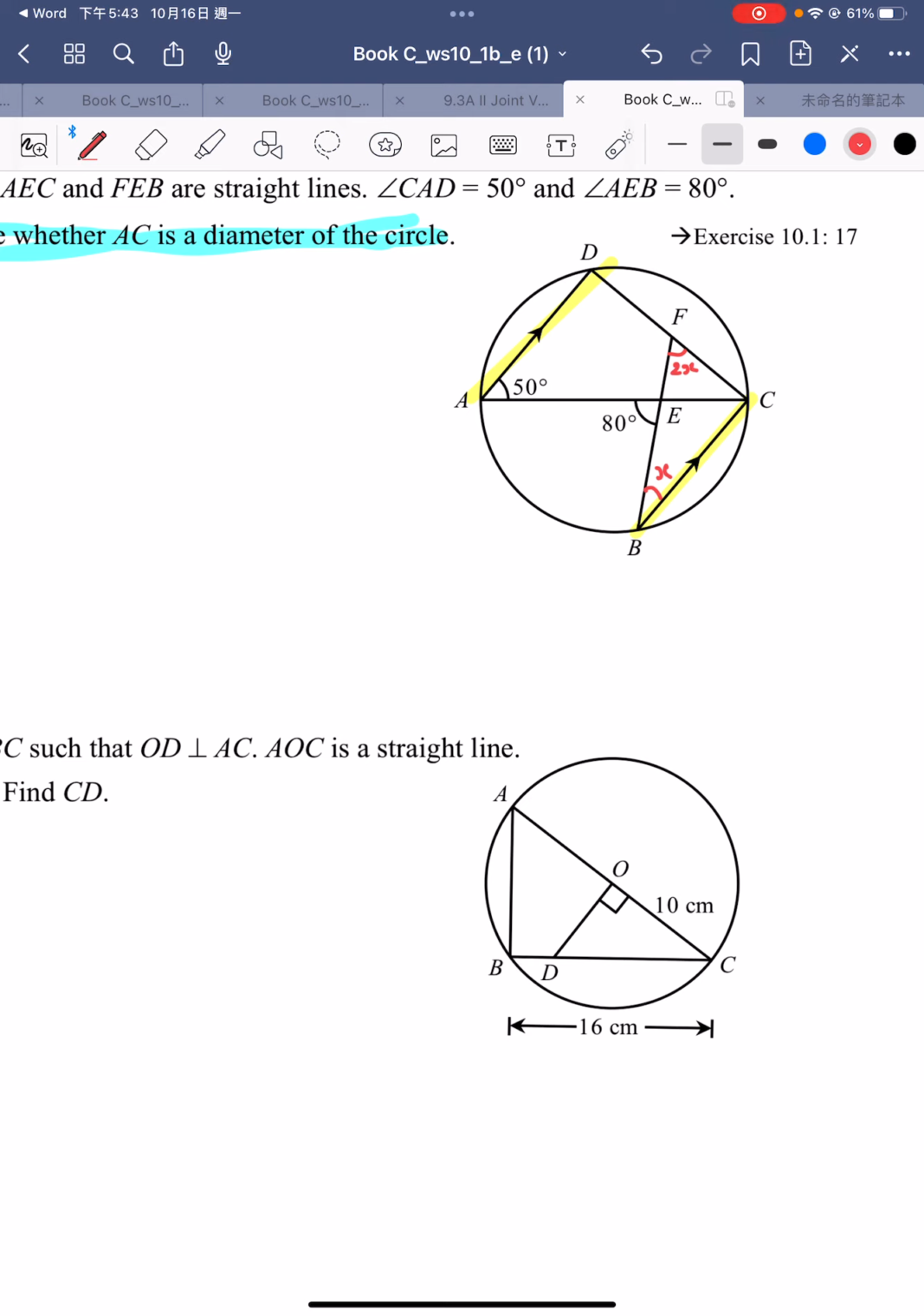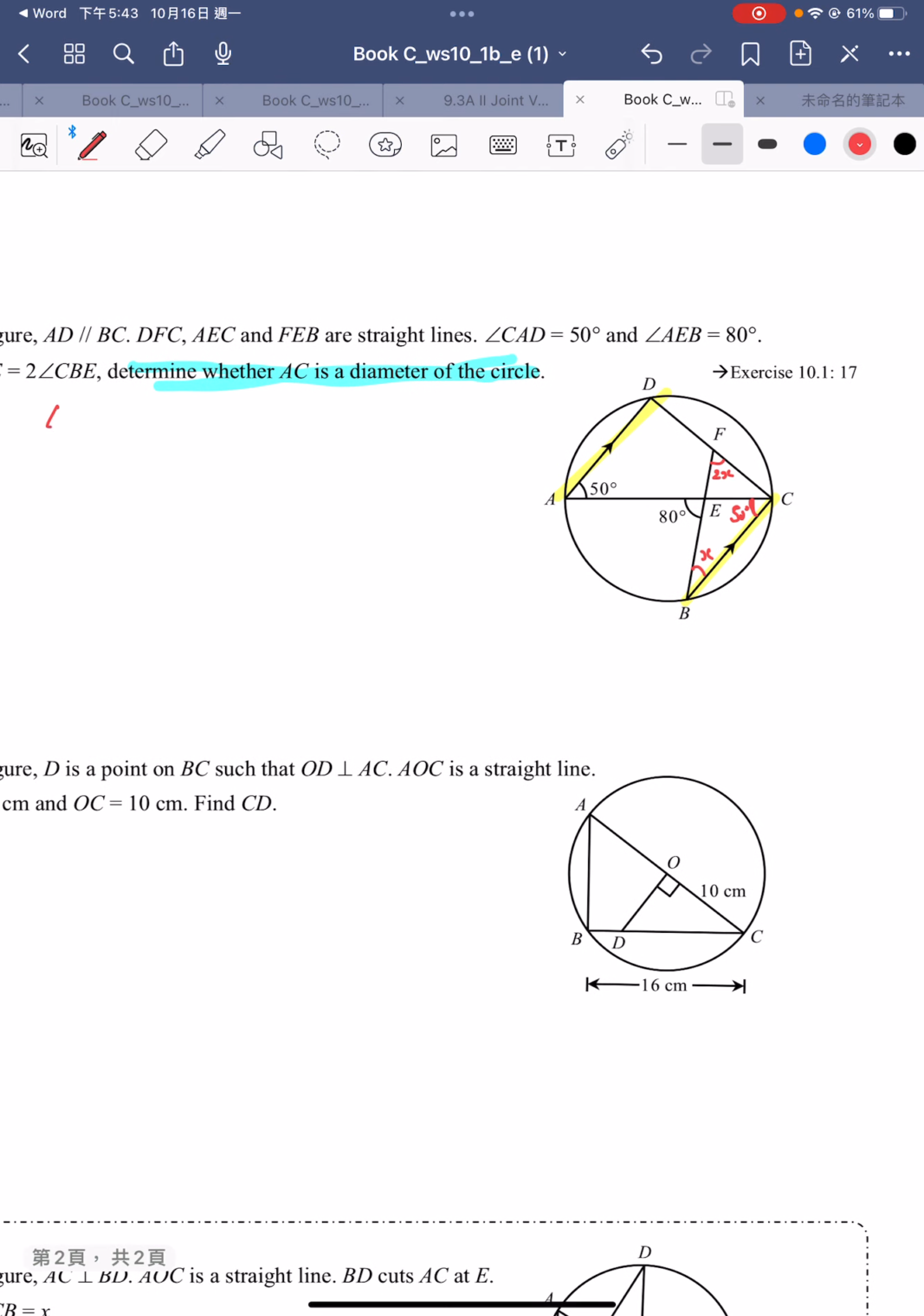First of all, because there is a parallel line and a straight line crossing them, we can say this 50 degrees is the same as here, 50 degrees, because that's the alternating angle. So we can say that this is equal to 50 as well. For the first step, we write it down: the angle ACB is equal to the angle DAC, which is equal to 50 degrees, because of the alternating angles, and AD is parallel to BC. So that's the first part we can do.